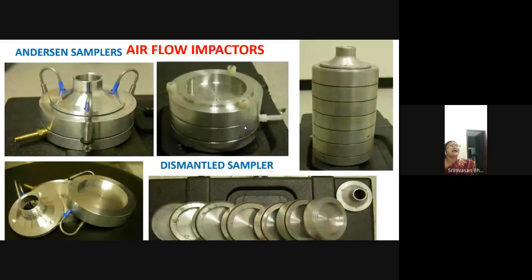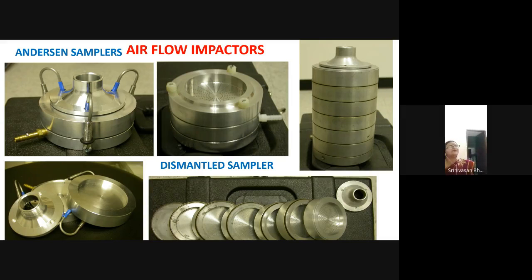Next is the Andersen samplers. There are three different types of Andersen samplers available: single stage, double stage, and 6-stage. You can see the dismantled Andersen samplers. These Andersen samplers are made of aluminium, which can tolerate high temperature and pressure. The cone-shaped structure which you see here is the inlet. Here is the inlet for the double stage, and this is the inlet for the 6-stage, which is also a cone-shaped structure.